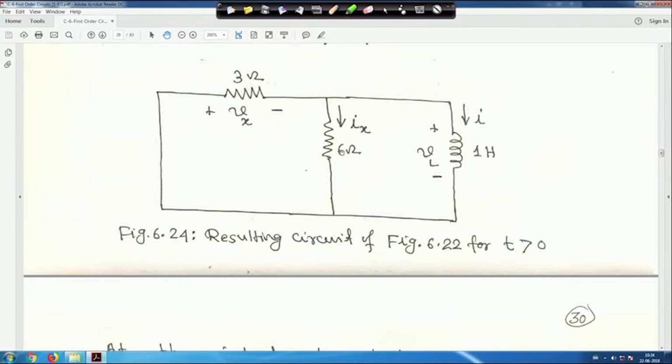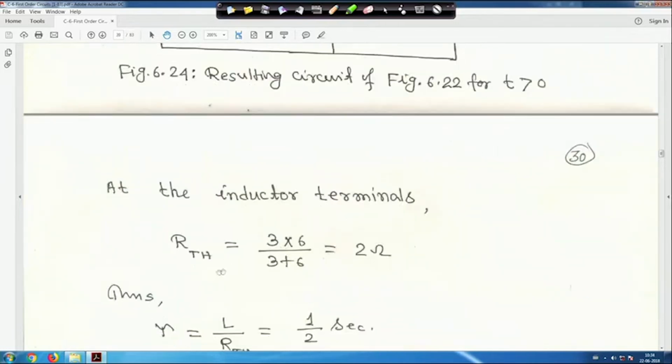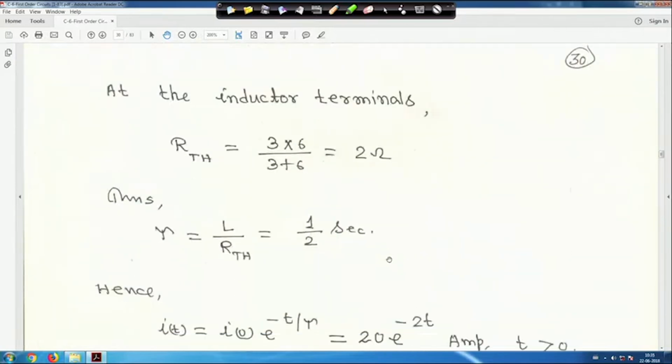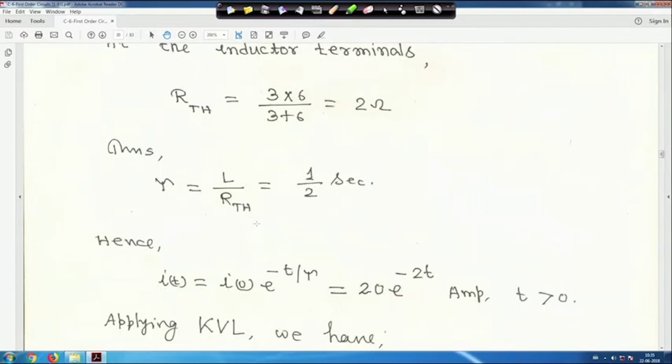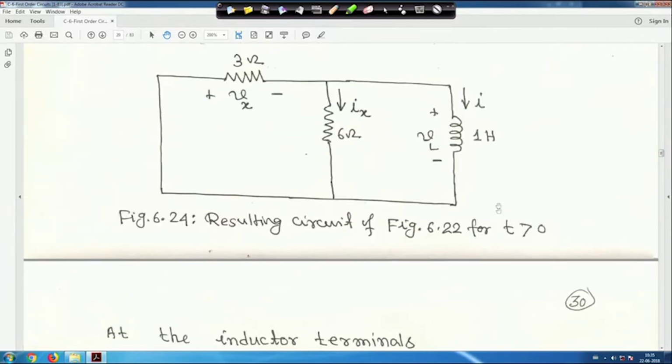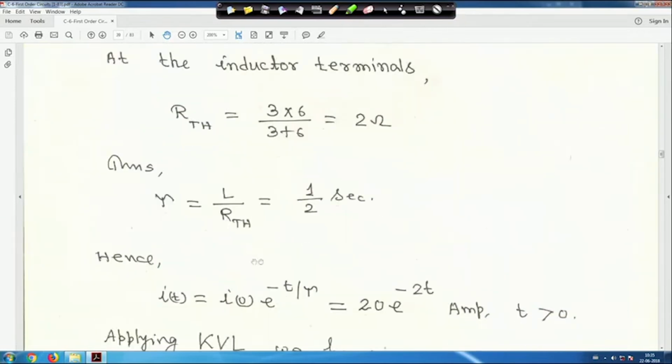So, this 3 ohm and 6 ohm resistor are in parallel, and their equivalent will be 6 into 3 by 6 plus 3, so 2 ohm. And this is a 1 Henry inductor. At the inductor terminal, R Thevenin is nothing but the two resistors in parallel, 3 into 6 by 3 plus 6, which is equal to 2 ohm. And tau is equal to L upon R Thevenin, where L is given as 1 Henry and R Thevenin is 2, so tau is equal to half second.